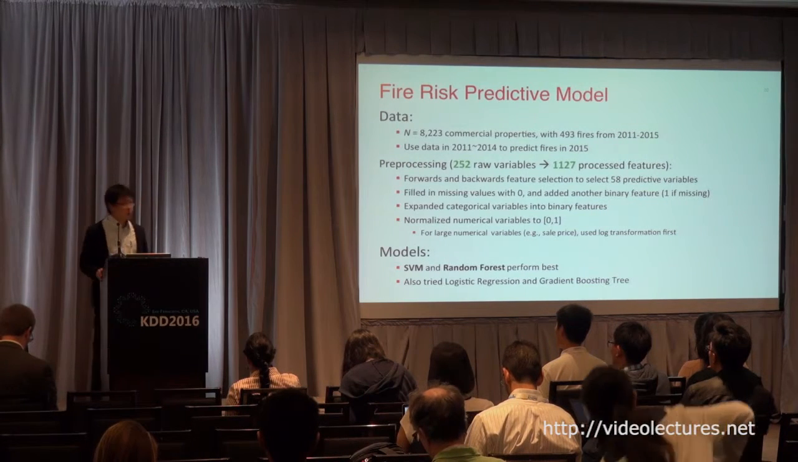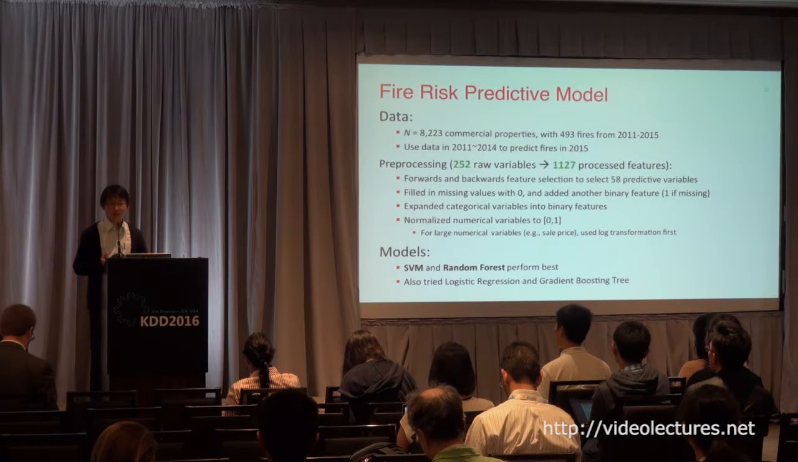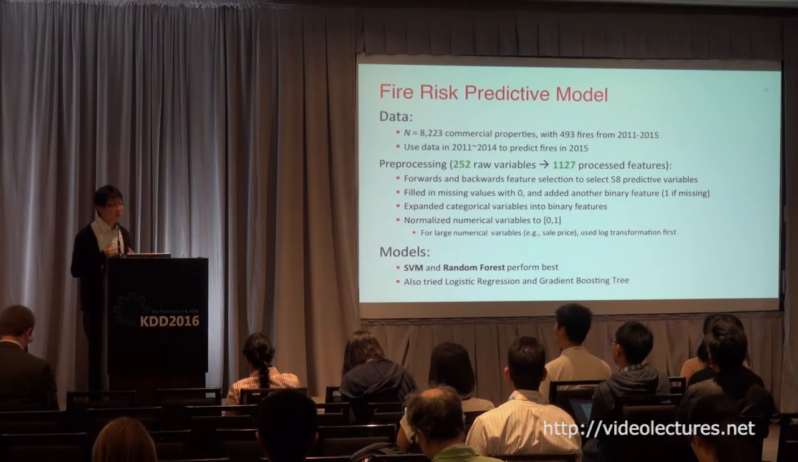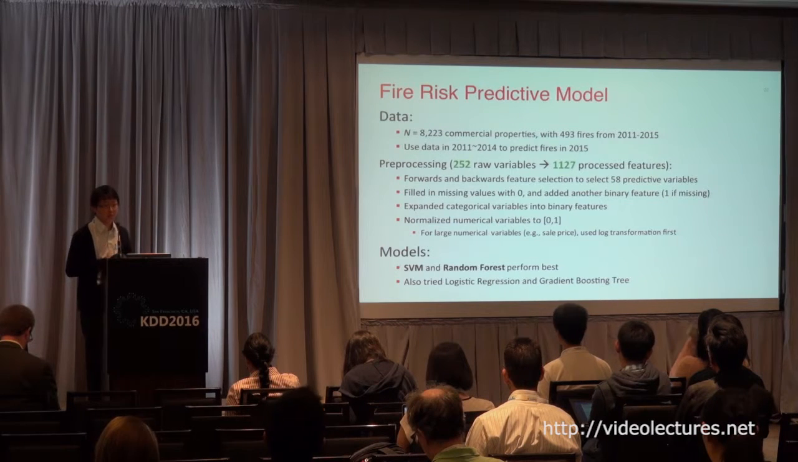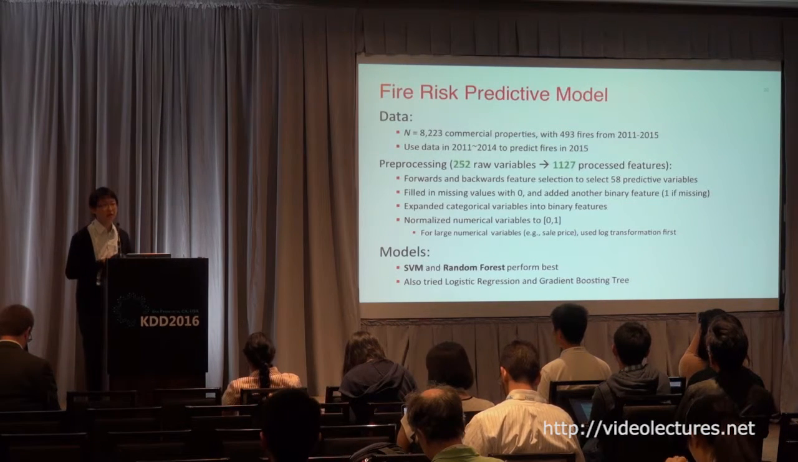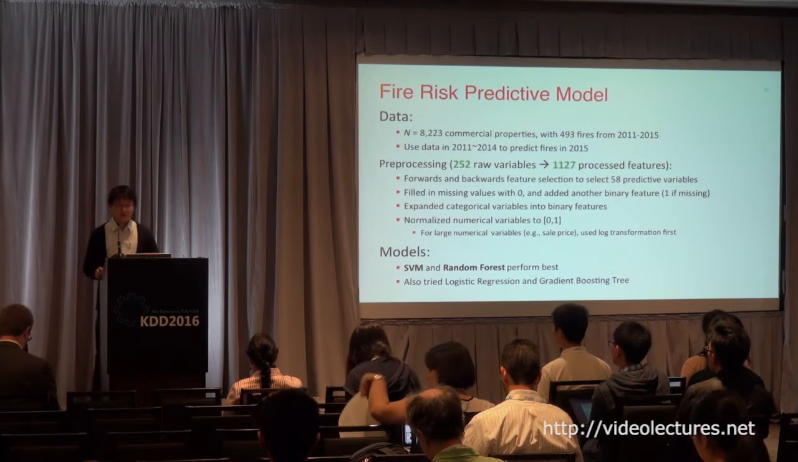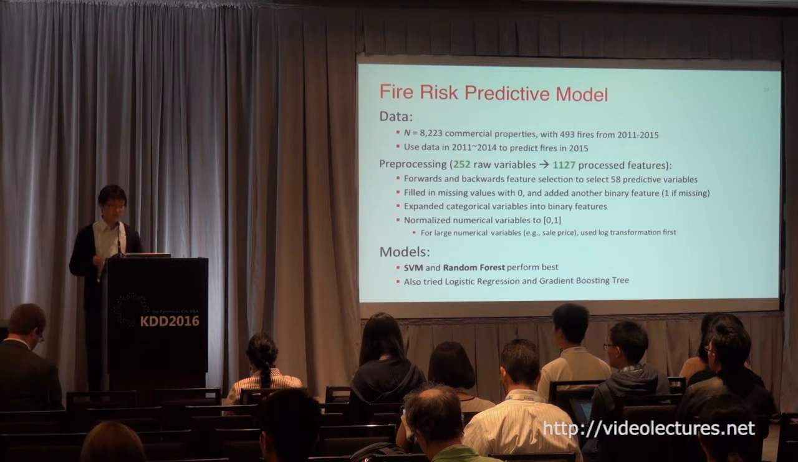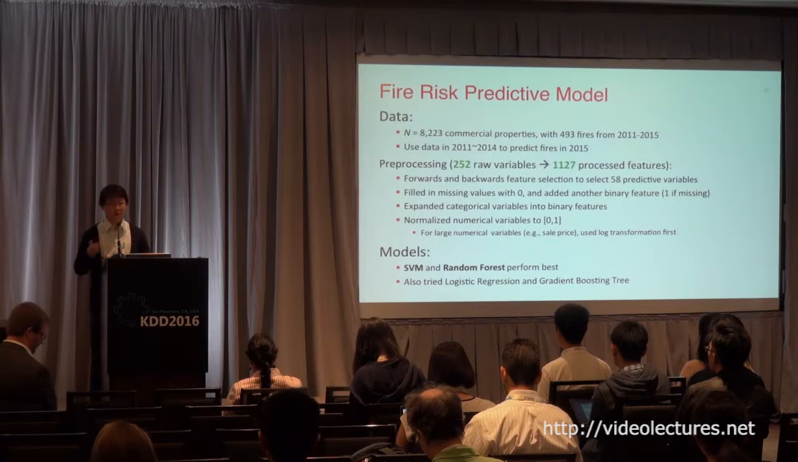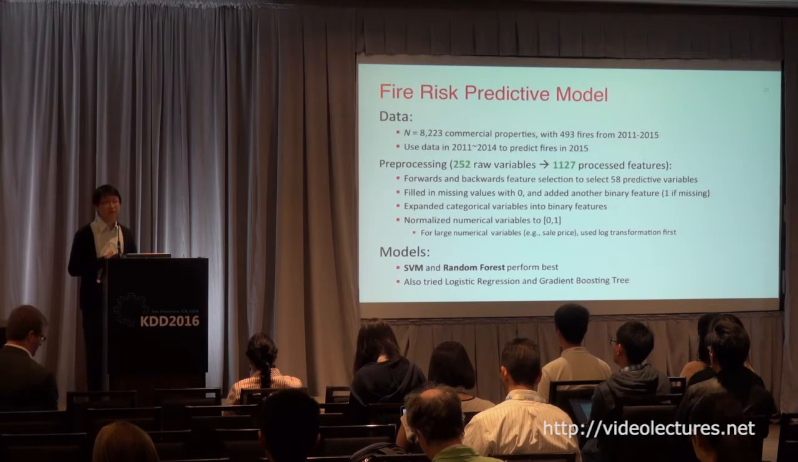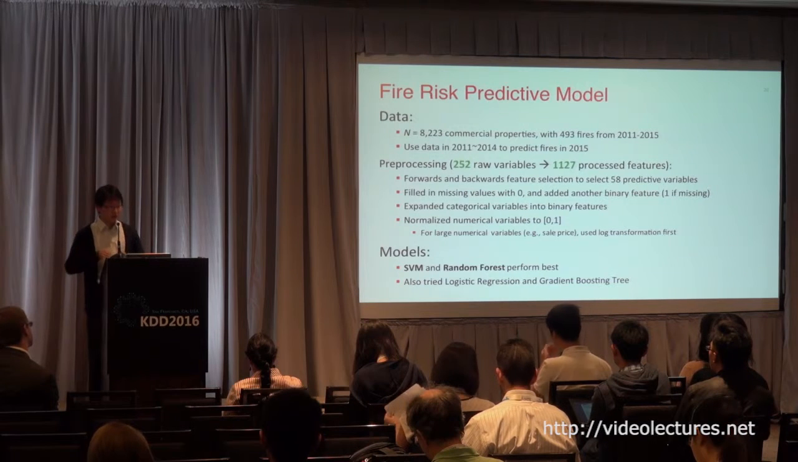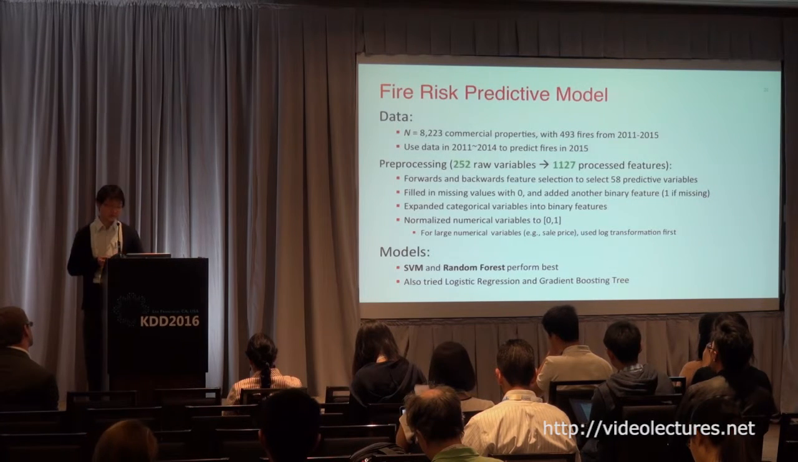Okay, so to prioritize fire inspections, we built predictive models to generate a fire risk score for each commercial property. In our data, we have about 8,000 commercial properties with about 500 fires from 2011 to 2015. And we use the data from 2011 to 2014 to predict the fires in 2015.